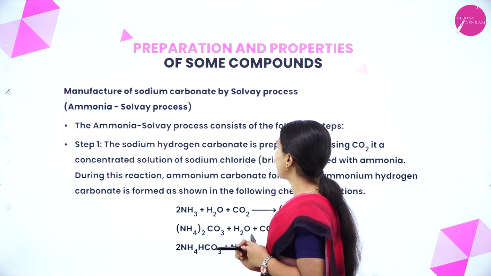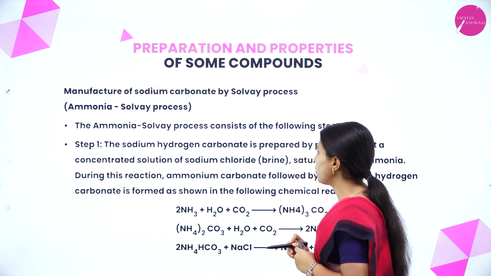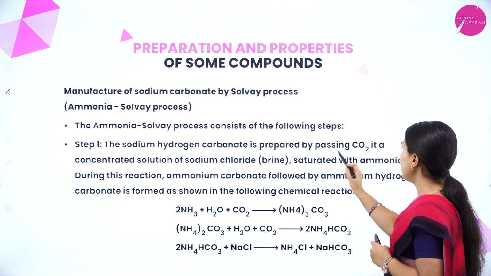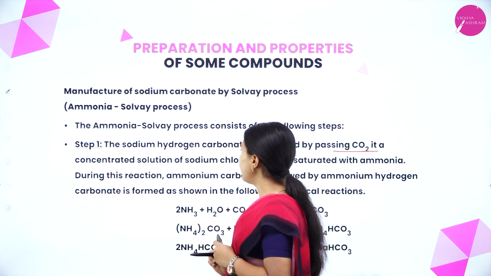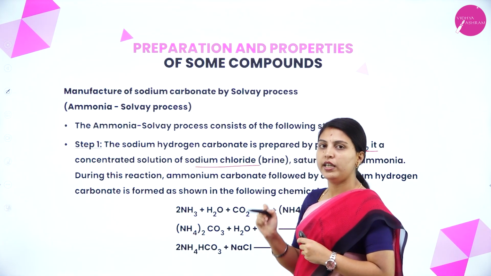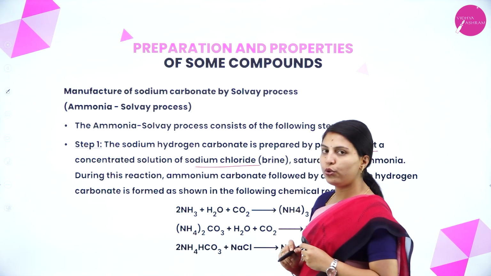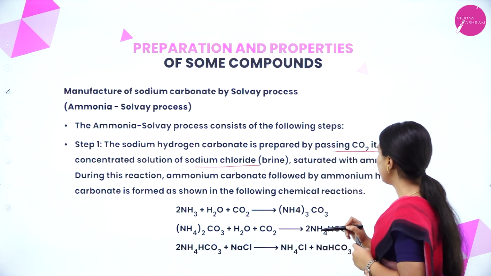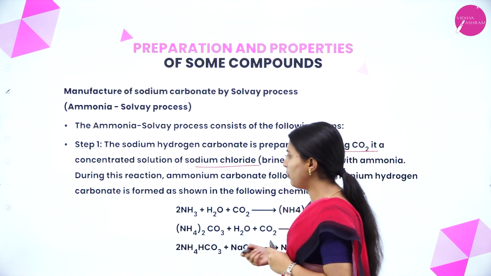The ammonia Solvay process consists of the following steps. In the first step, sodium hydrogen carbonate is prepared by passing CO2, that is carbon dioxide, in a concentrated solution of sodium chloride, that is brine solution. In the concentrated sodium chloride solution, this carbon dioxide will be passed saturated with ammonia. That should be saturated with ammonia.